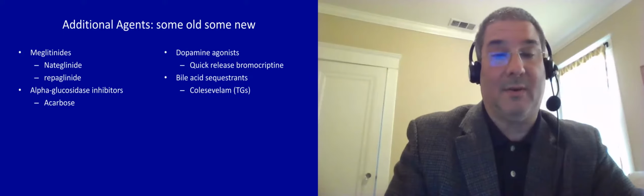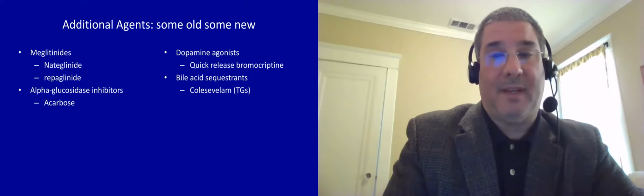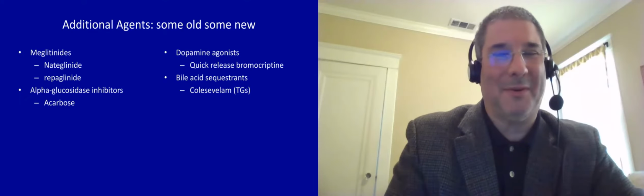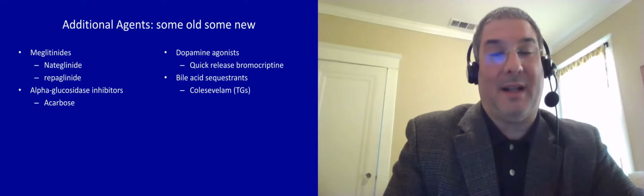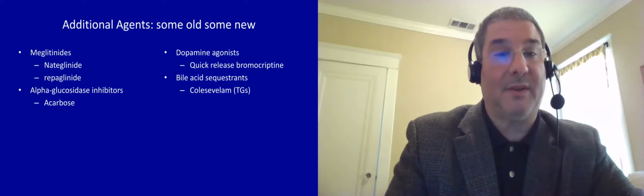Alpha-glucosidase inhibitors inhibit or slow carbohydrate absorption at the gut. Dopamine agonists, which is quick-release bromocriptine, mitigates insulin resistance related to, not circadian rhythm, but, I'm blanking on the term I'm looking for. And then bile acid sequestrants, which will also lower blood sugar and are approved by the FDA for blood sugar control. For diabetes, they will raise triglycerides, so you need to keep that in mind if you're using them.